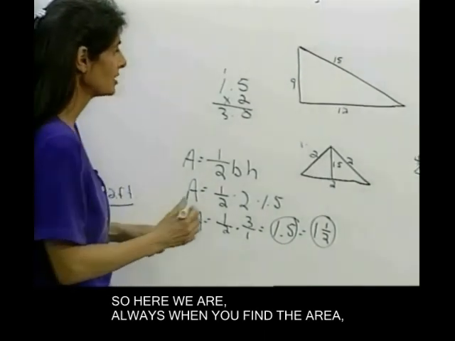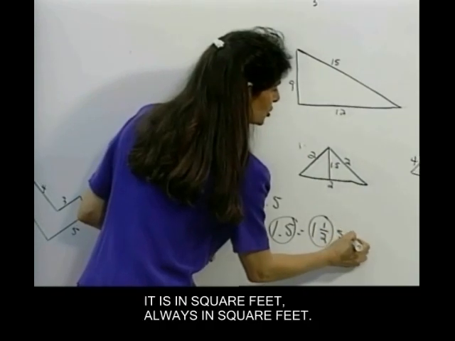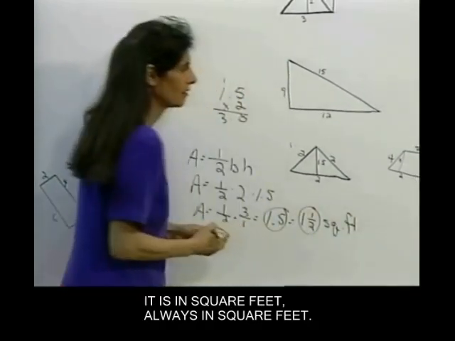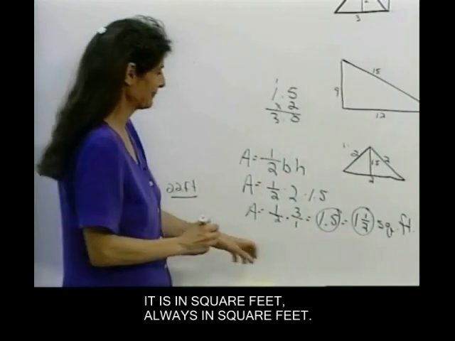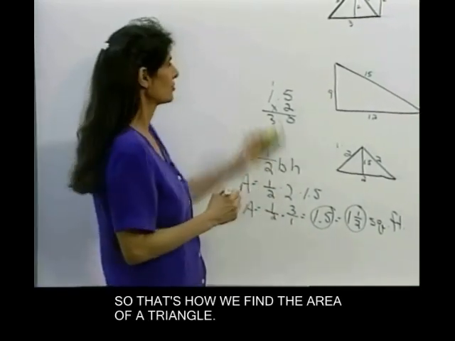So here we are, and this is always when you find the area, it is in square feet. Always in square feet. So that's how we find the area of a triangle.